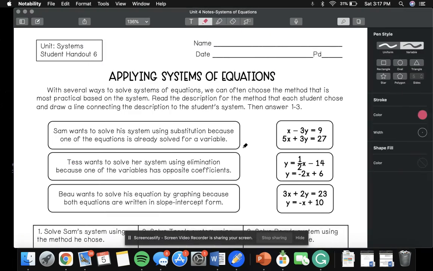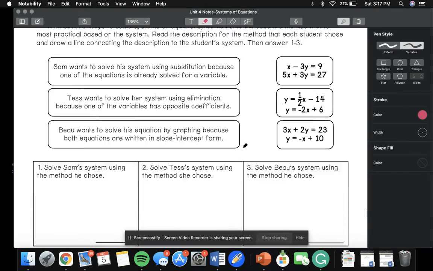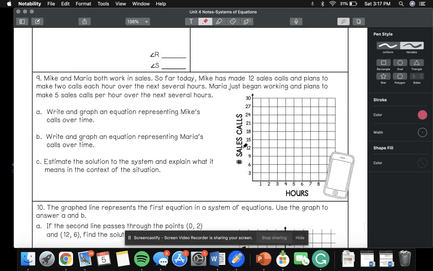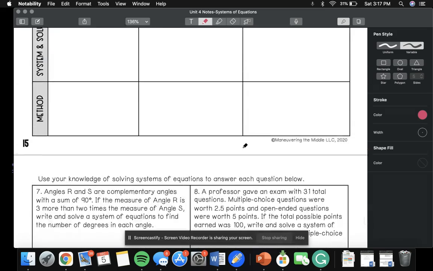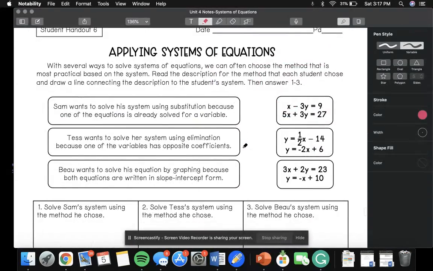All right, today we are going to apply systems of equations. We're on pages 15 and 16. Okay, so with several ways to solve a system, we can often choose a method that is most practical based on the system. So we're going to read the description for the method that each student chose and draw a line that connects the description to each student.